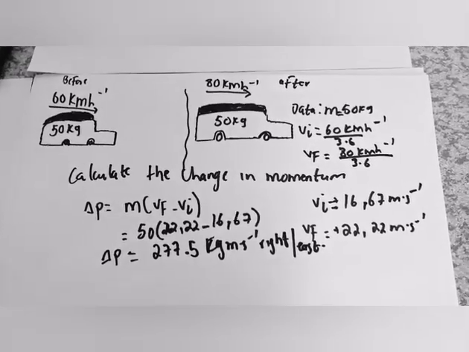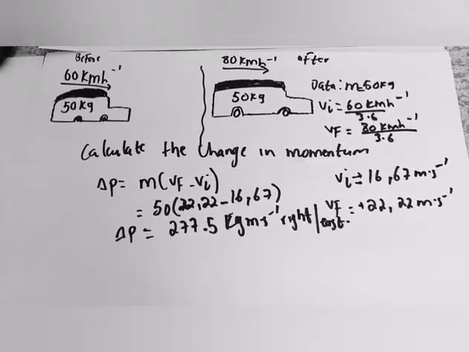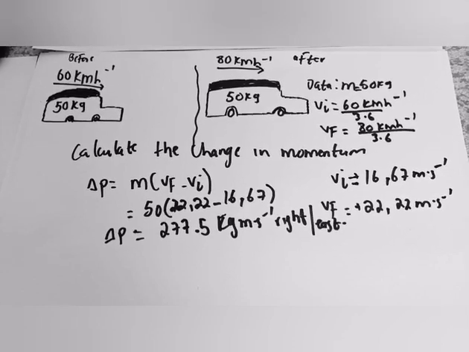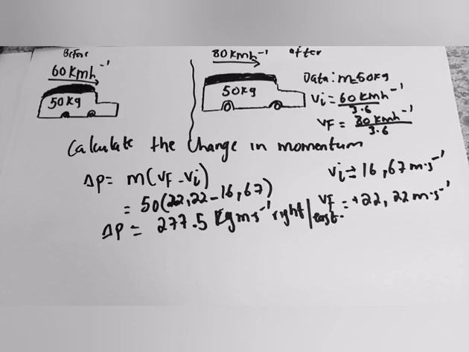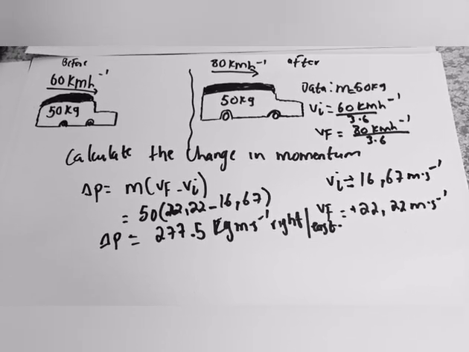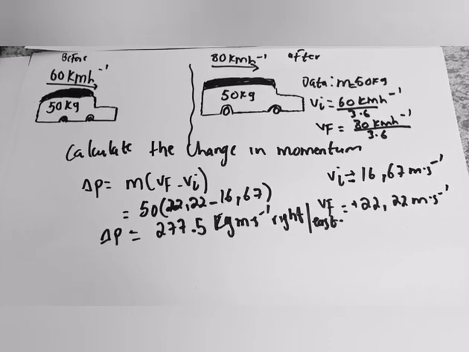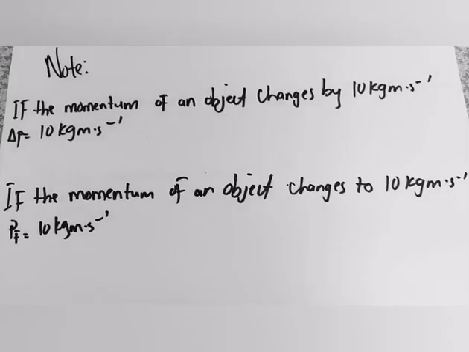So that's very important. The first thing, you are given the object and its initial velocity, which is before, and the final velocity, which is after. Initial before, final after. So collect your data, and make sure you substitute correct SI units.